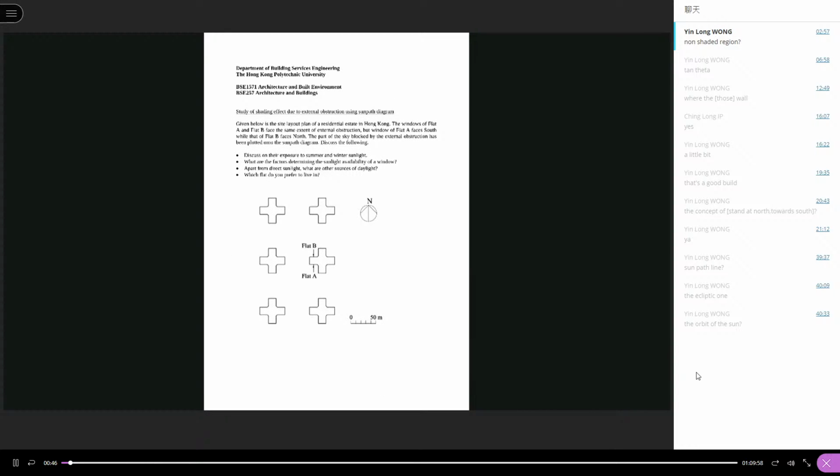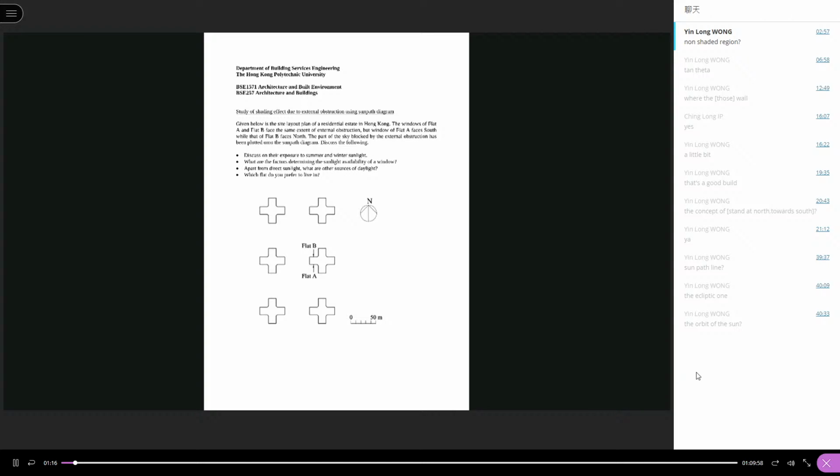You can enlarge the view if you need. So in this exercise, we are given the site layout plan of a residential estate in Hong Kong. Just say an imaginary layout plan. The windows of flat A and flat B face the same extent of external obstruction, but the window of flat A faces south while flat B faces north.